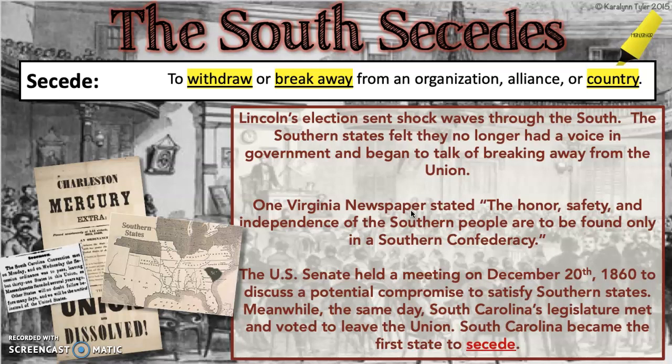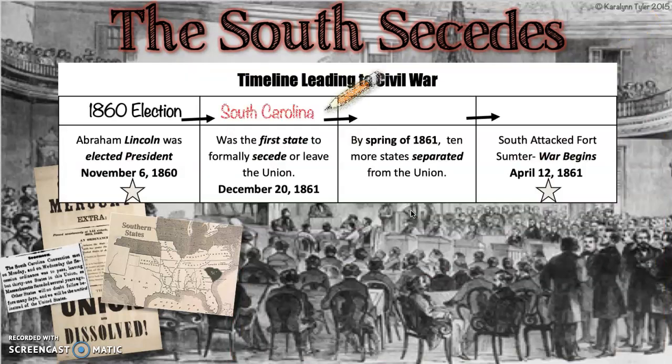South Carolina became the first state to secede. Okay, on page 9 in our notes, we have the definition of secede. Would you please highlight 3 of those context clues for me? Okay, so South Carolina became the first state to formally secede or leave the Union, December 20th, 1860.